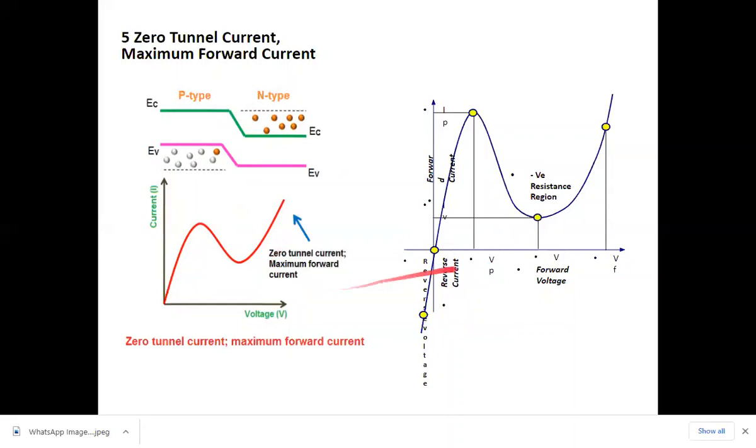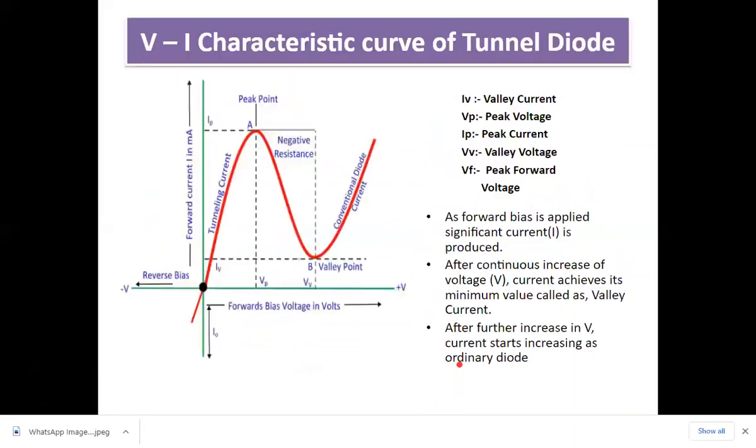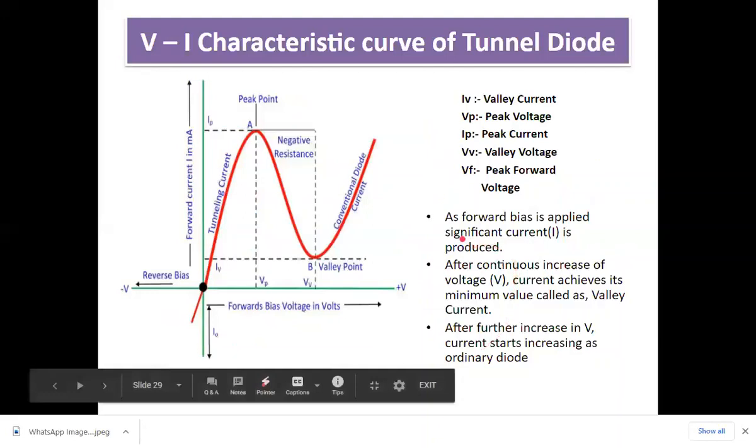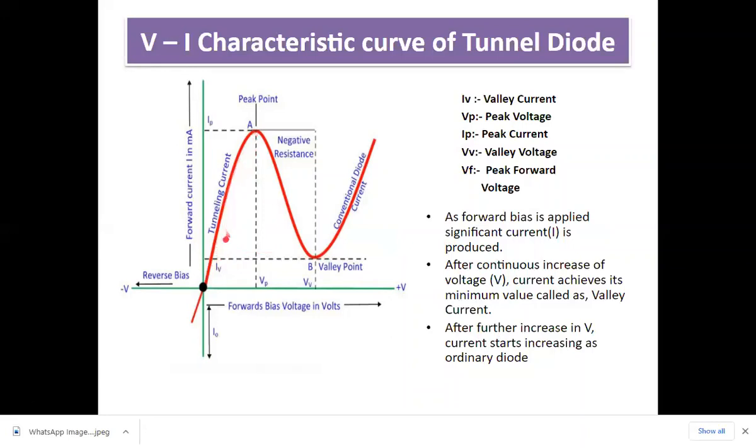Now we discuss its VI characteristics. As forward bias is applied, significant current I is produced after continuous increase of voltage. Then current achieves its minimum value called the valley current. After further increase in V, current starts increasing as in an ordinary diode. IV is valley current, VP is peak voltage, IP is peak current, VV is the valley voltage, and IV is the valley current, and this is peak forward voltage.